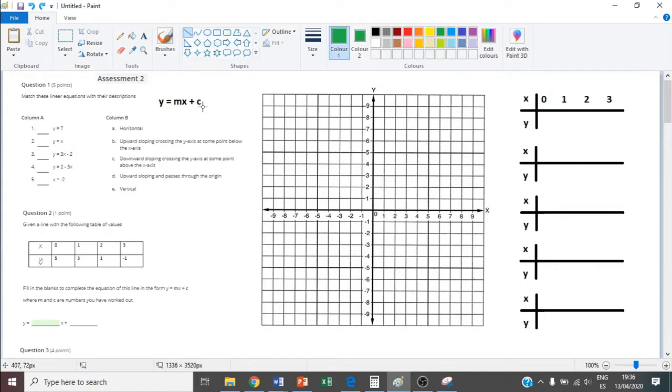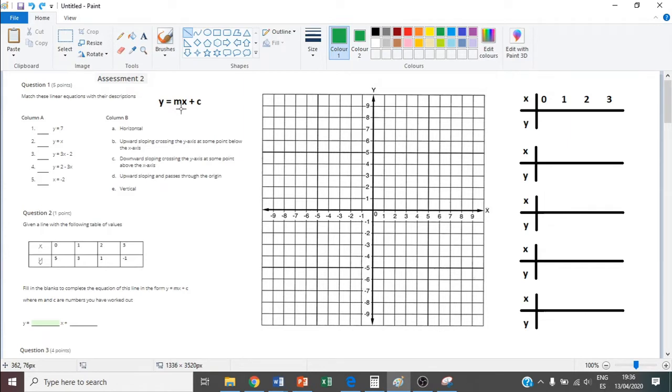So if that's a positive number like positive 9, for example, it's going to cross your y-axis up here. If it's a negative number like negative 5, for example, it's going to cross down here. Okay, so starting with this first line, y equals 7. It doesn't even seem to be in this format. It's just y equals a number. There's no x there at all.